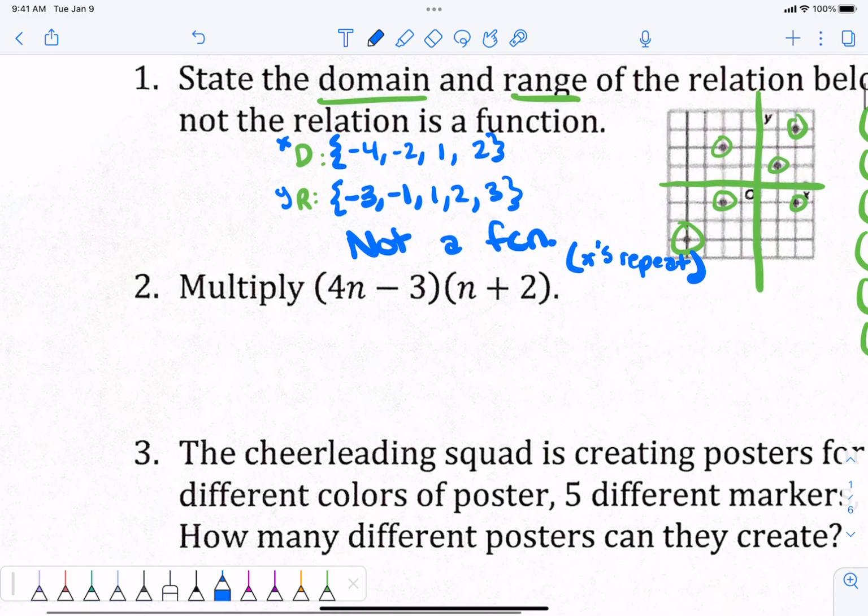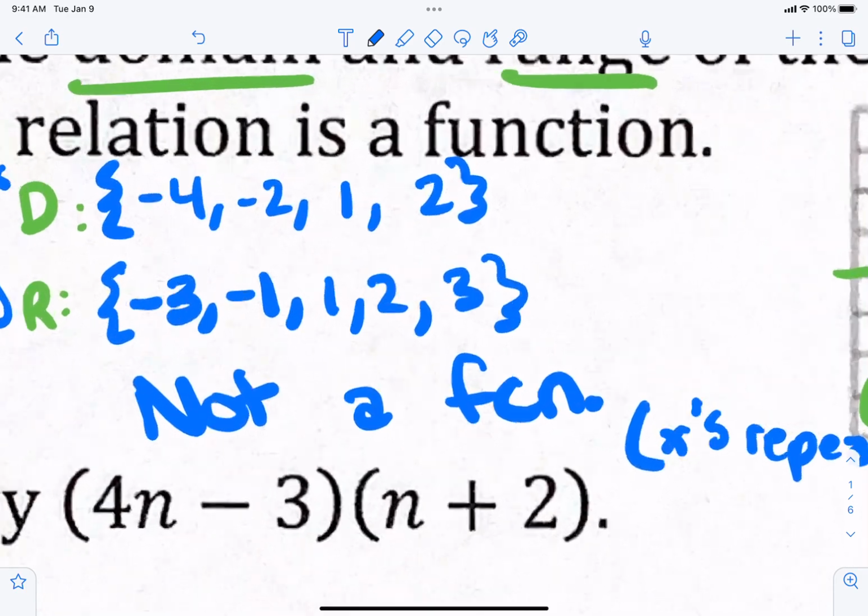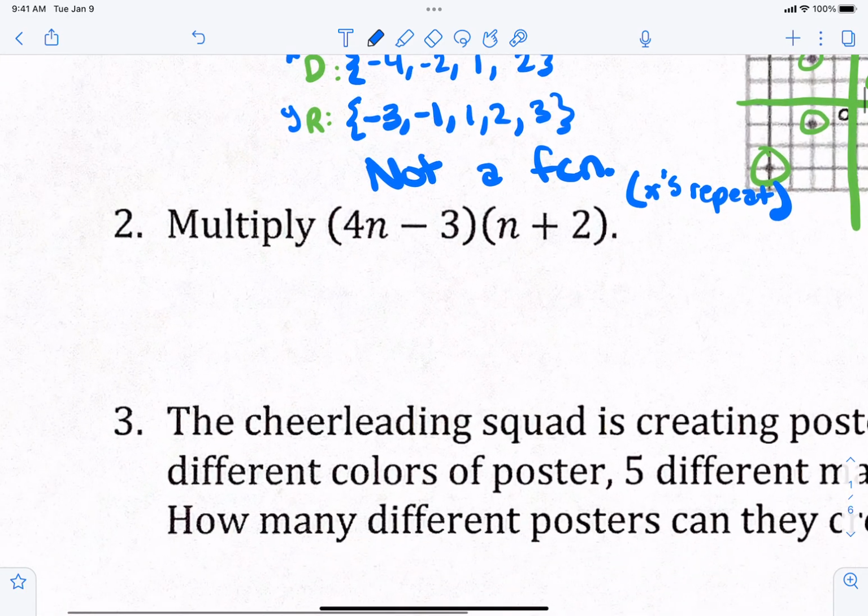Where does it repeat? There's two -2s and two 2s in the x's. Oh, why didn't we write it down then? We only wrote them once because you only have to write them once.